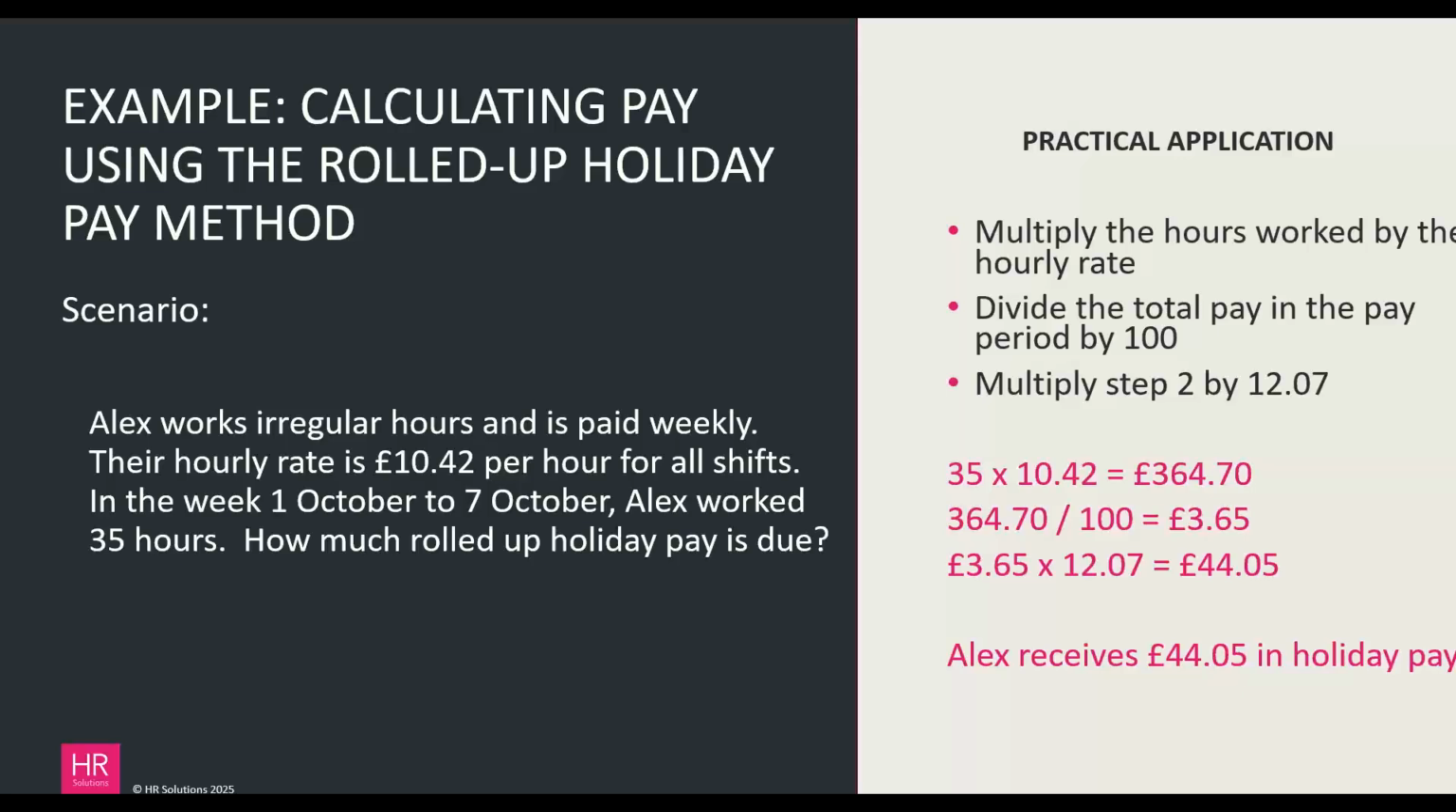£364.70. You then have to divide the total pay in that pay period by 100, giving you £3.65. And then this is where you use your 12.07%, or the equivalent if you offer enhanced. So you multiply your £3.65 by your 12.07. That gives him a value of £44.05 in terms of holiday pay for the 35 hours that they worked. That's what they would be due to be paid.